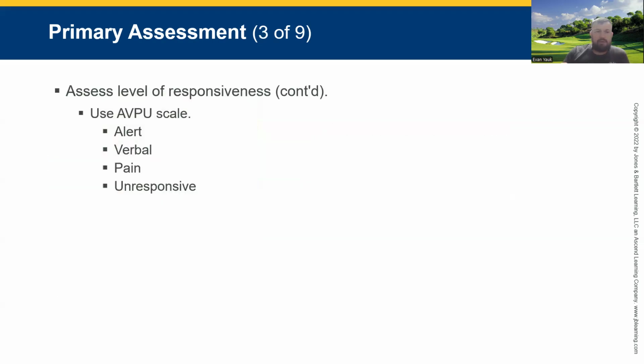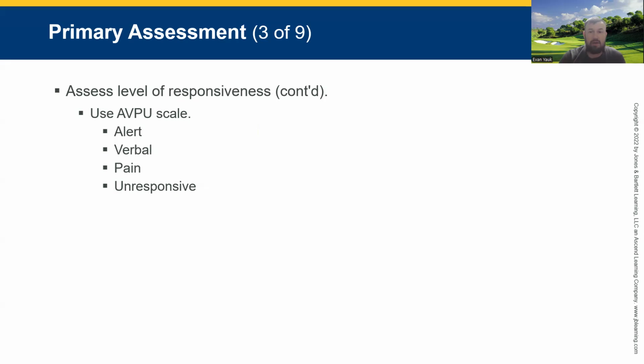Assess level of responsiveness. So we talked about AVPU. There it is. It's alert, verbal, painful, unresponsive. I really haven't gone into detail there, but this is when we walk in the room, we get down to that patient's level. Hi, I'm Evan. If they communicate right back to me, they're alert. If I get no response and I have to sternum rub, or touch them, or even pinch the back of their arm to get a response, that is a painful response.